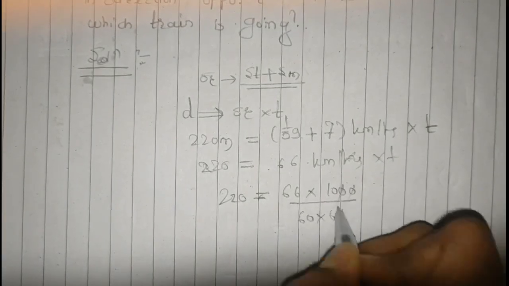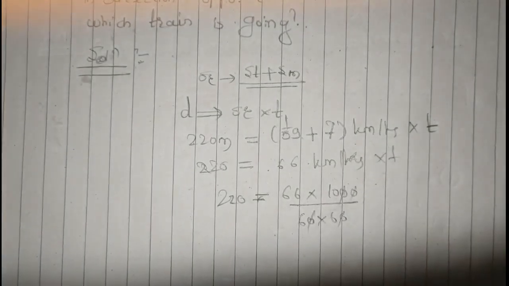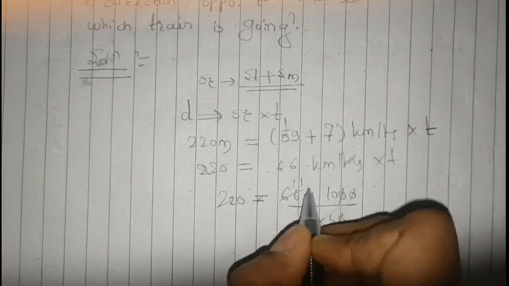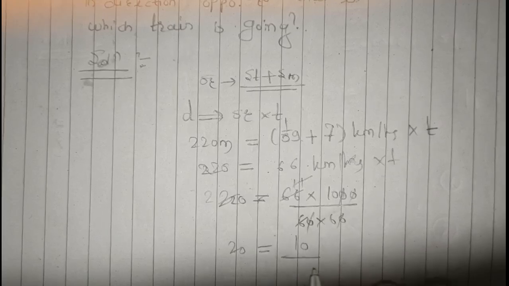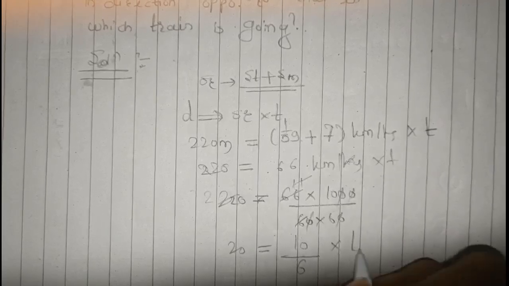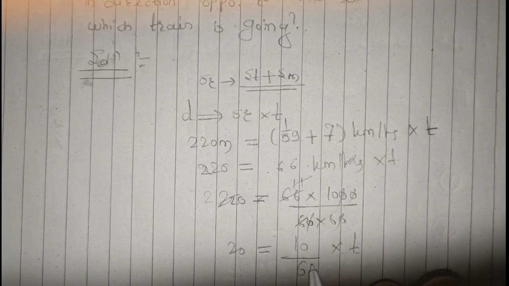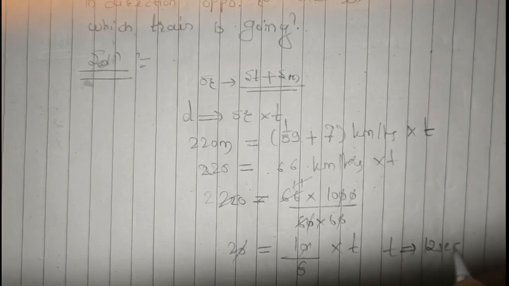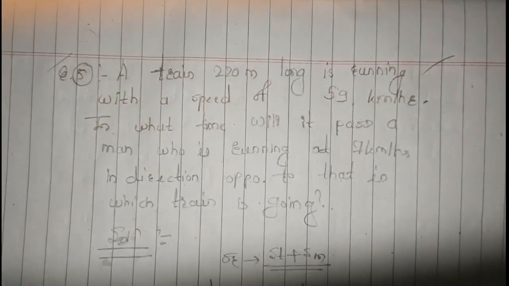And then simply 6 11s are, so this is 11 2s are. So 20 equals 10 upon 6 into t. So simply t is 12 seconds. So 12 seconds is the time required for the train to pass a man who is running at 7 km/h in the direction opposite to it.